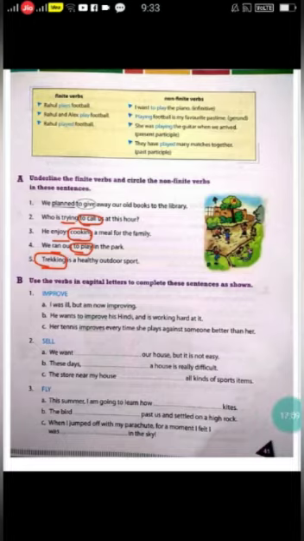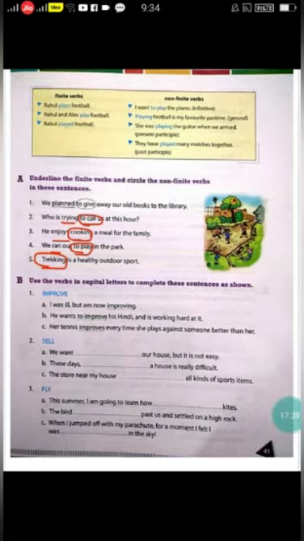Third one, he enjoys cooking a meal for the family. Enjoys will become your finite verb and cooking will become your non-finite verb. Next, fourth one, we ran out to play in the park. Ran and to play, both are verbs. Ran changes according to the subject. Play doesn't change. To plus verb is an infinitive verb, right? So ran will become your finite verb. To play will become your non-finite verb.